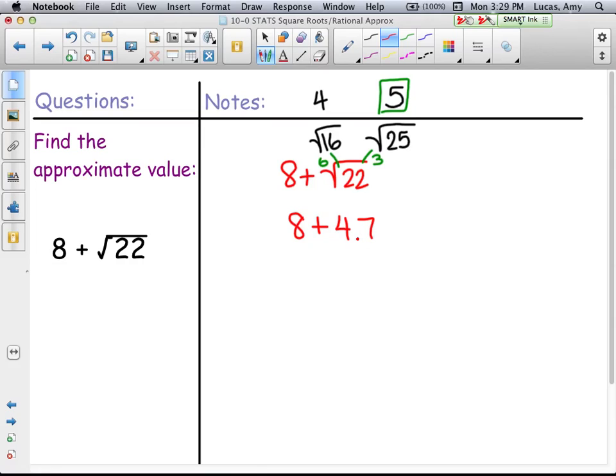Now when I add these together, remember 8 is like 8.0. So 8.0 plus 4.7 is just 12.7. So approximately 12.7. That's my estimate.